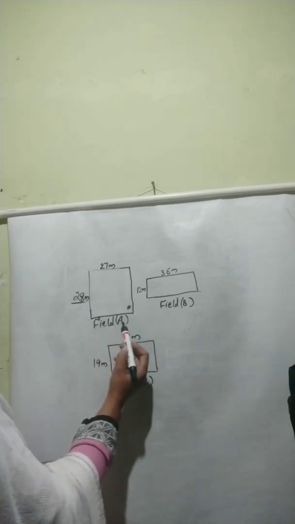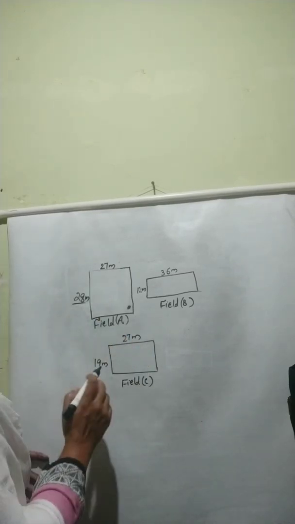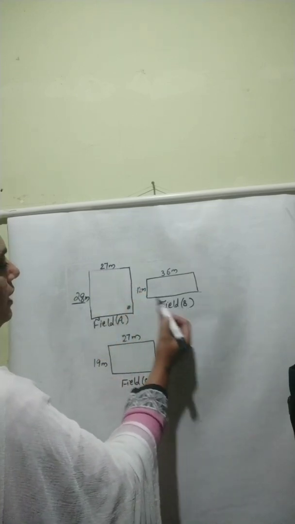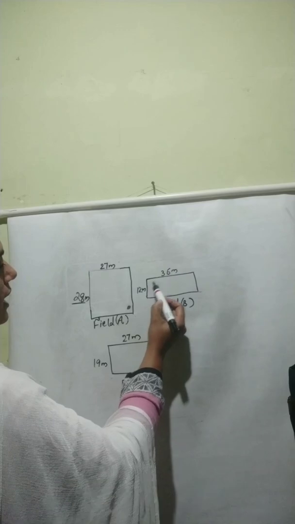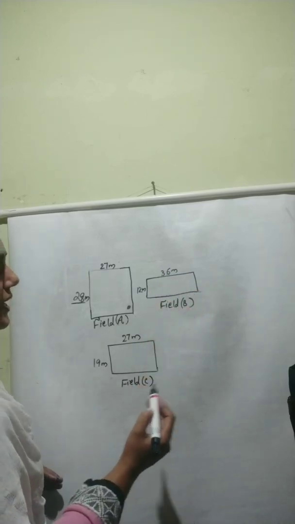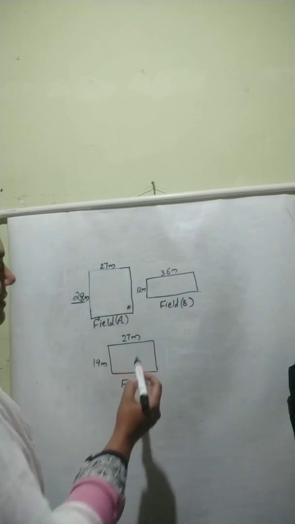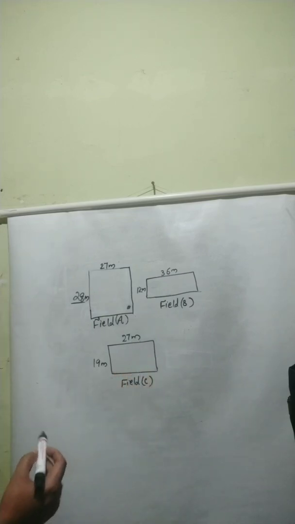Then for this field A, 28 meter is the length and 27 is the breadth. Then field B, 12 centimeter is the length and this is the width or breadth. Then 19 meter is the length and 27 meter is the breadth or width. What is that actually?